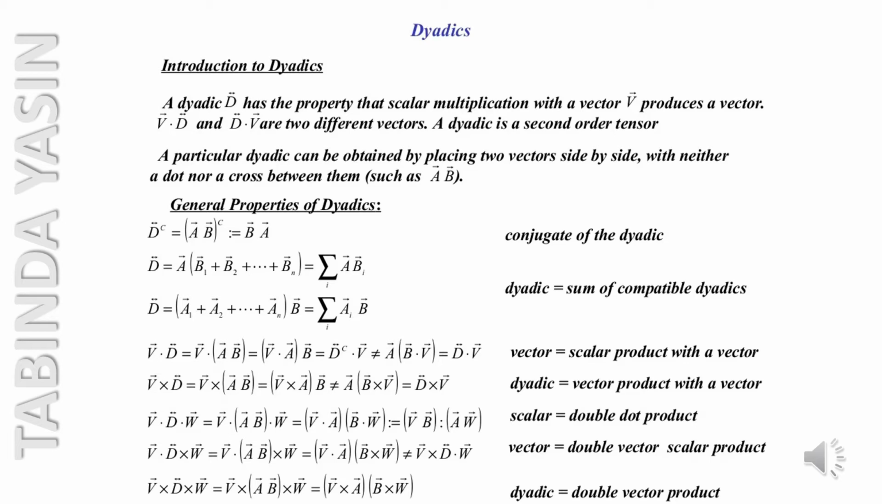Now V dot dyadic D cross W, that is equal to V dot the dyadic A vector B vector cross W, that is V dot A times B cross W, that is not equal to V cross D dot W, that is a vector scalar product. They are not equivalent. So V cross dyadic D cross W is equal to V vector cross the dyadic A vector B vector cross W, that is equal to V cross A times B cross W, that is a dyadic, and that is called a double vector product. Above was a vector scalar product, and here is a double vector product.